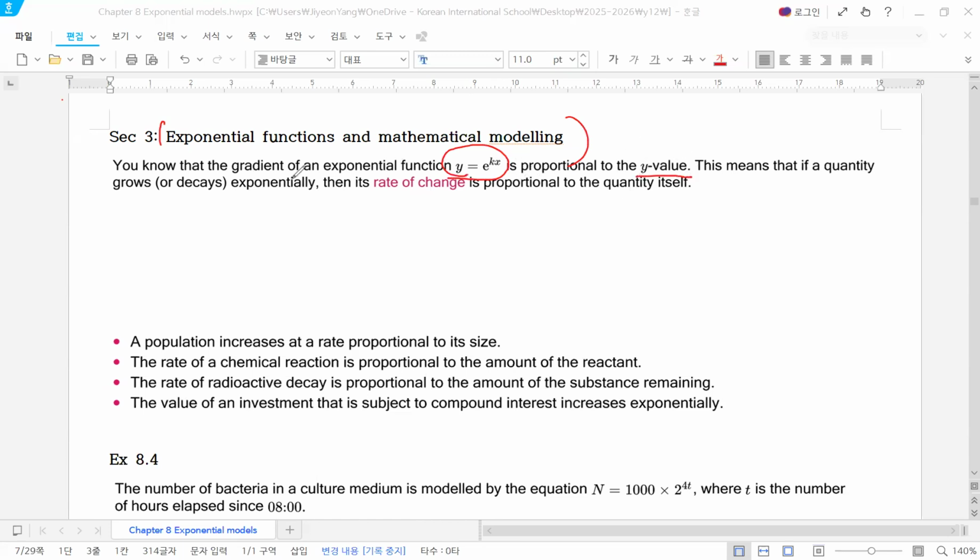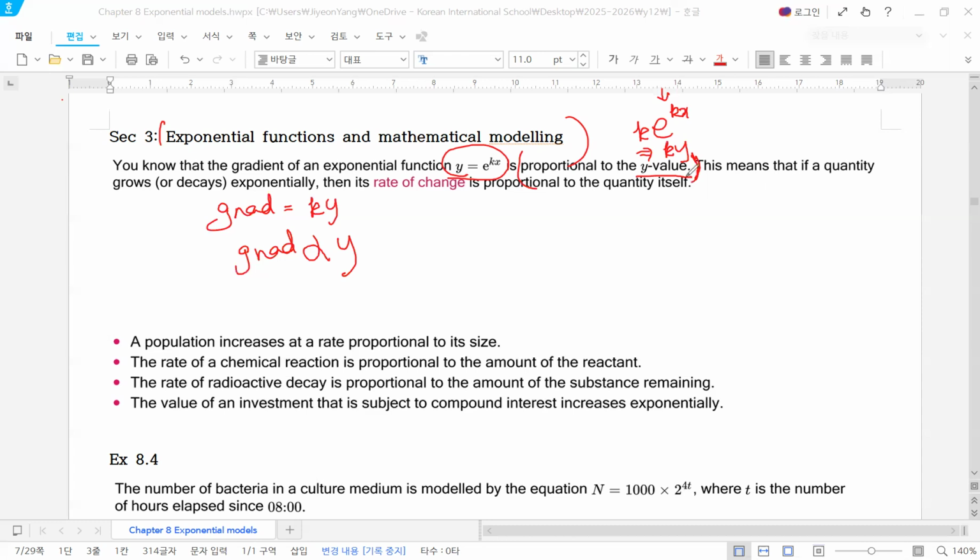It means that, guys, what is the gradient of this function? k times e to the power of kx. So since y equals e to the power of kx, we can write it as k times y, because this value is y, right? k times y. Do you understand? So the gradient is defined as k times y. It means that the gradient is proportional to y. Okay? This is what it means.